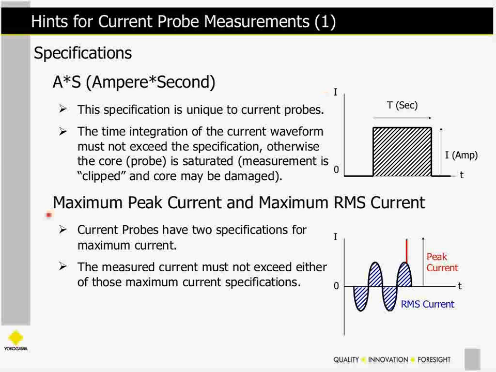And then, of course, just like a voltage probe, except it'll be current, they'll specify a maximum peak current or a maximum RMS current. So you generally don't want to exceed those, although the probes are designed so that you can occasionally exceed it. And it'll usually have that pretty clearly spelled out for you.